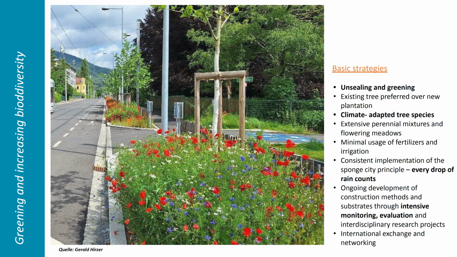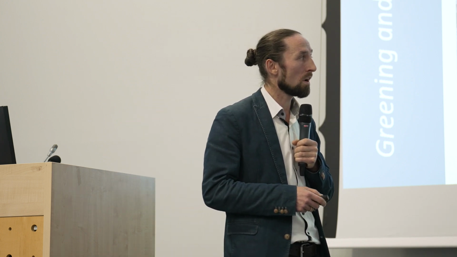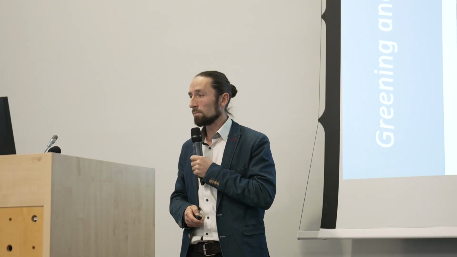We actually use no fertilizers, and only in the first 3 years we irrigate the trees, or at most for 5 years, but not longer. Then there is the implementation of the sponge city principle, and we also do intensive monitoring of our trees and evaluate them. We have 1,000 new plantations in this evaluation that we check every year: how is it working, what we do, and does it really function.